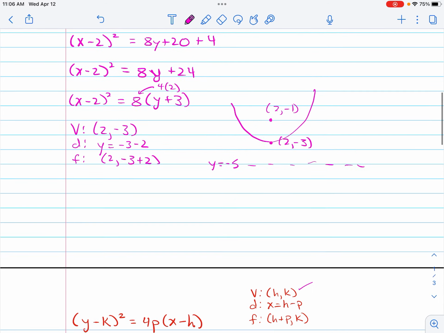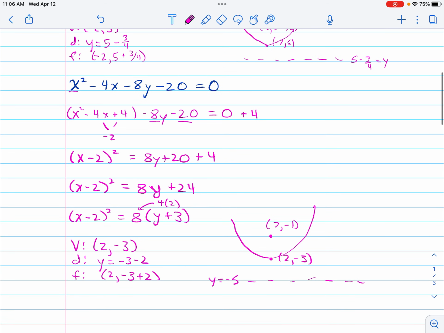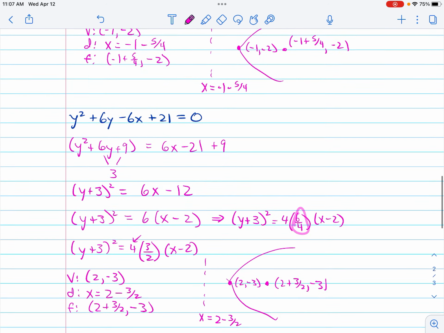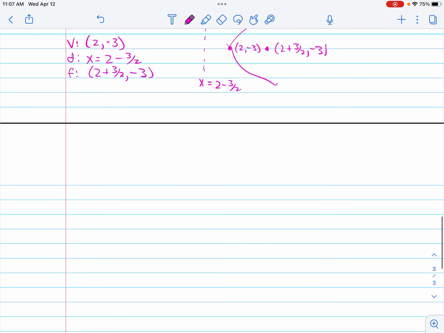Now, notice all of these were either opening up or opening to the right. If you have one that's opening to the left, or up or down, let's see how that would work. So let's look at this. Let's suppose that we have something like this. X minus 2 squared equals -4 times 3, y plus 7. Let's just suppose we have something like that.